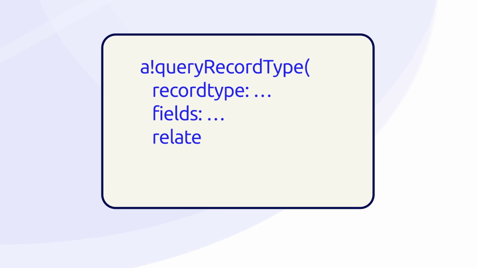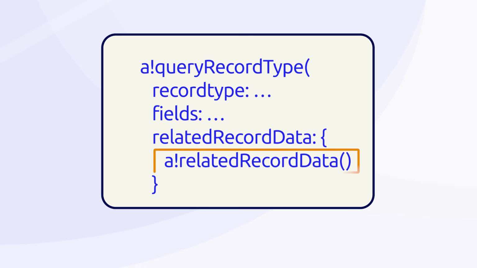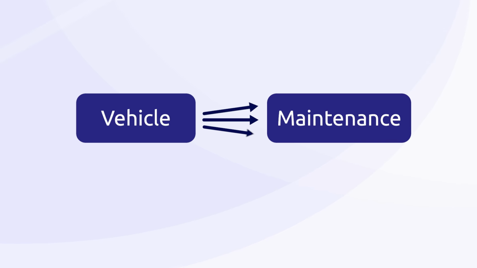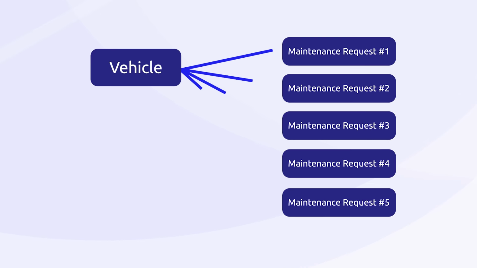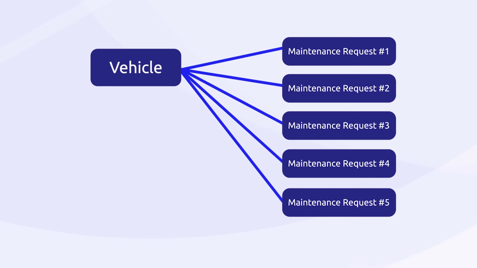If you need to return related record data in your query, you can use the a!relatedRecordData function. This function allows you to filter, sort, and limit one-to-many related records. For example, a developer could use it to only return the 5 most recent maintenance records for a vehicle.